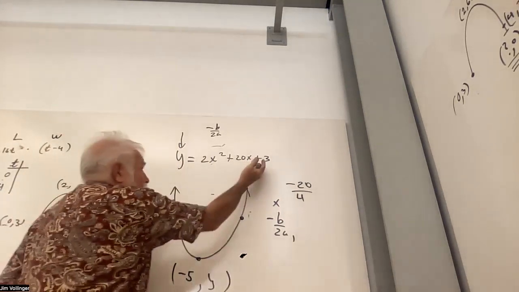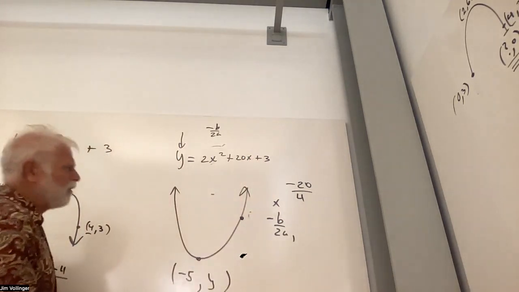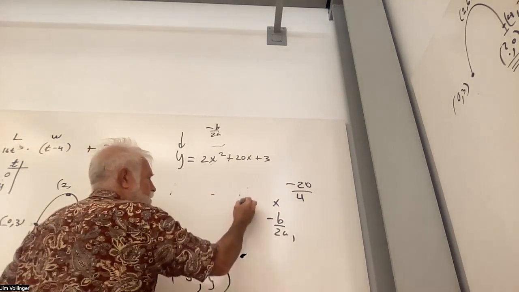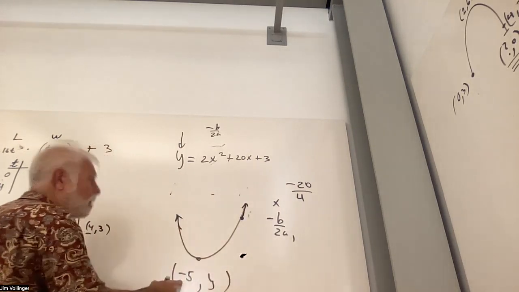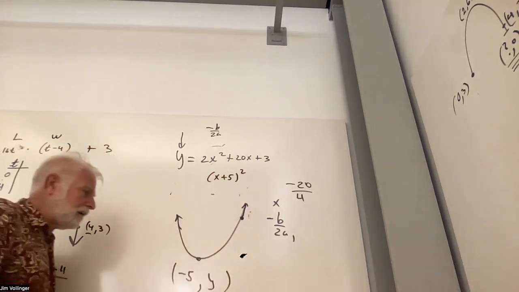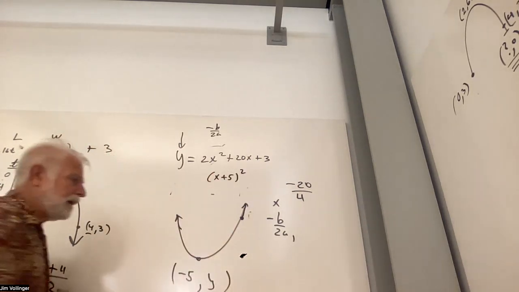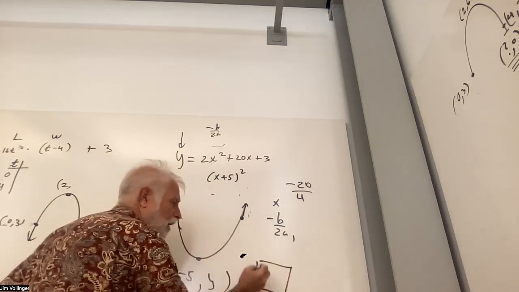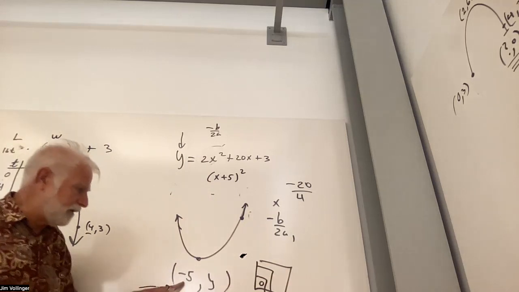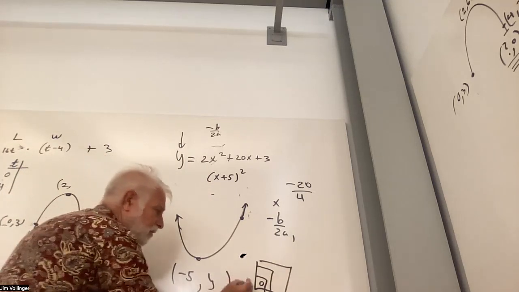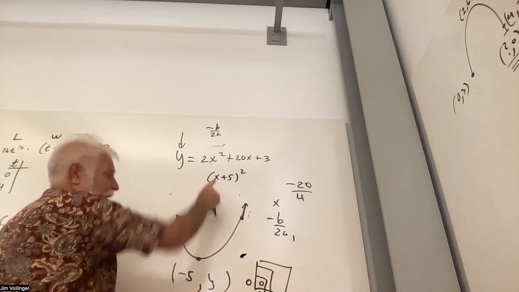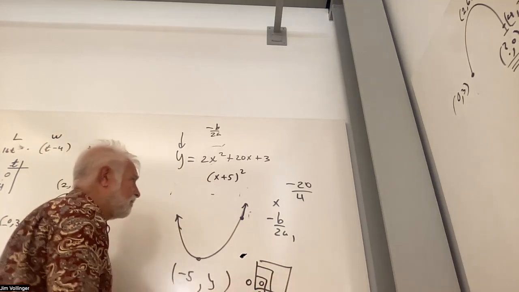I've got an equation already, I'm just trying to rewrite it. Let me get this a little shorter. So what do we now know? We know that x plus 5 squared is how we want to write it because we're at a minimum. And the minimum area of a square is 0. I want this to act like 0 times 0, so when I put negative 5 in, I get my 0 times 0, my minimum.